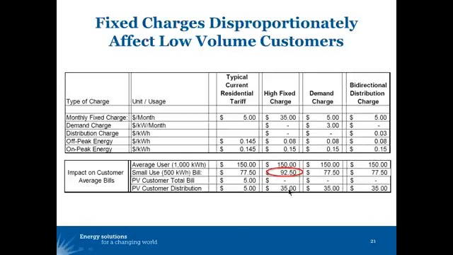The distribution part of it is what they're paying to the utility for the fixed charge, demand charge, and distribution charge in each of these three example rate designs. Does that get it, John? Okay, thank you.